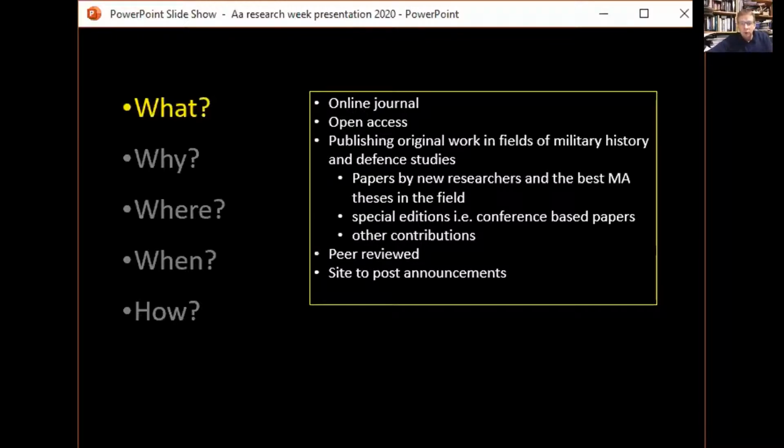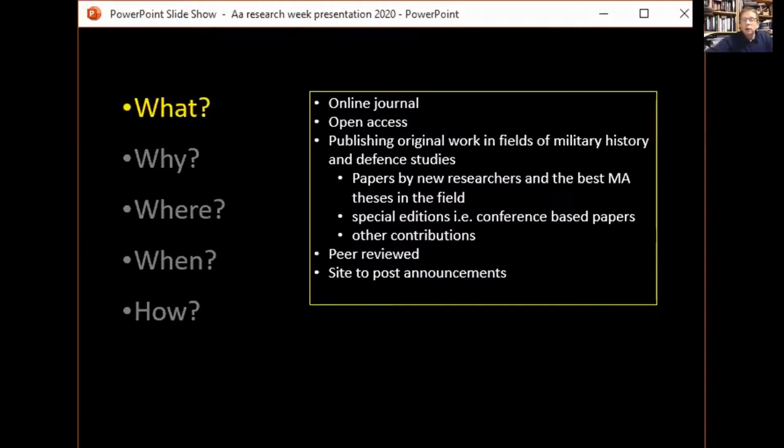But it struck us as really important. There are a lot of non-peer review sites out there producing work in military history, and some of what they publish is really good, and some of what they publish really isn't that good. And what we wanted was a site where there's a recognizable standard in everything that we publish. So we kept the peer review.